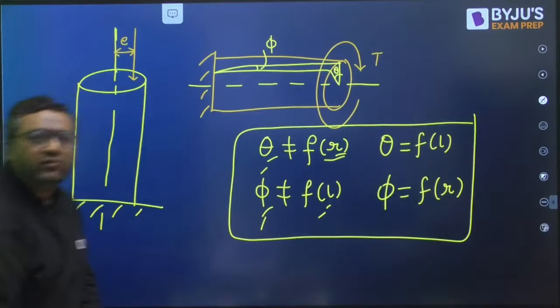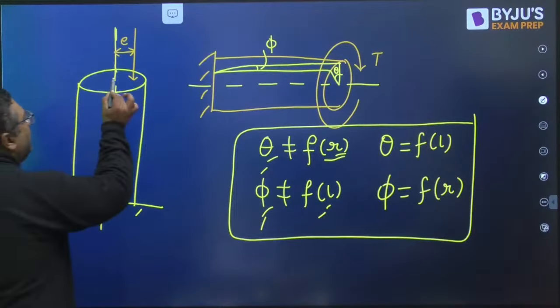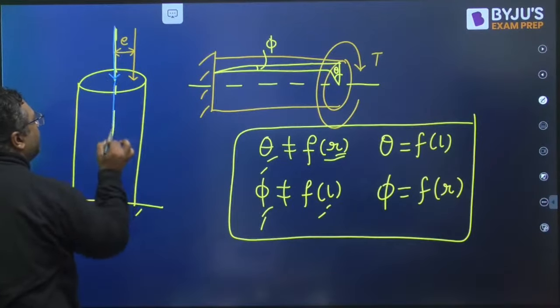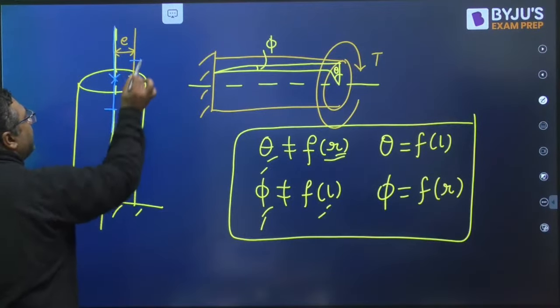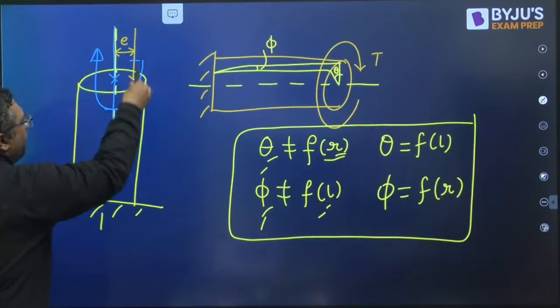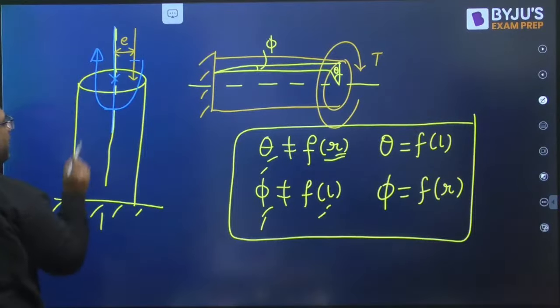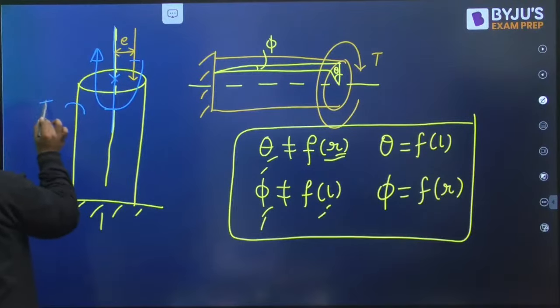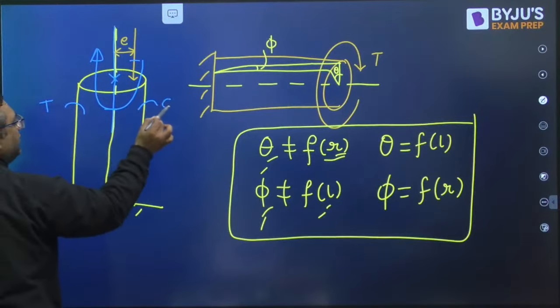How will you see the equivalent effect? You will apply one load in the downward direction, the other in the upward direction. This will make a couple like this. So you can see this couple is coming here compressive, here tensile. So my dear, this will create tension in these fibers and compression in these fibers.